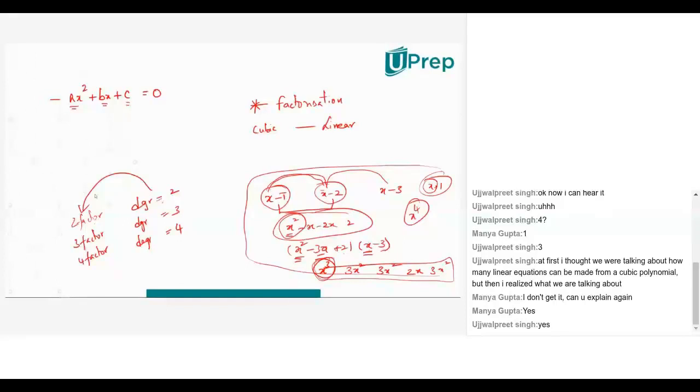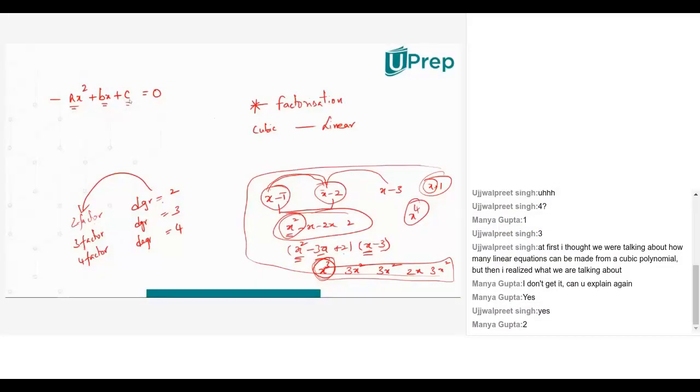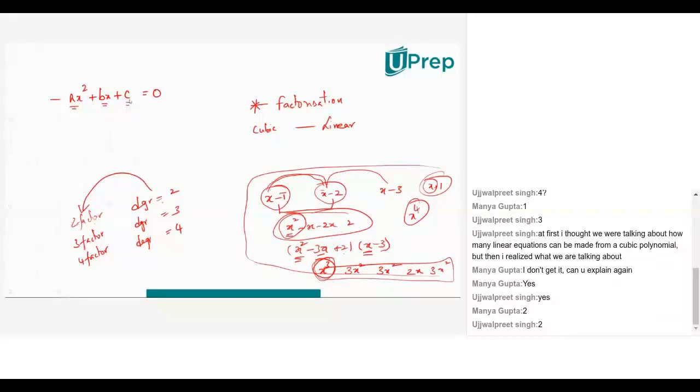Right. So you tell me now, ax square plus bx plus c equal to 0. How many linear factors should be there? For our quadratic equation, how many linear factors should be present? We need two linear factors, right?